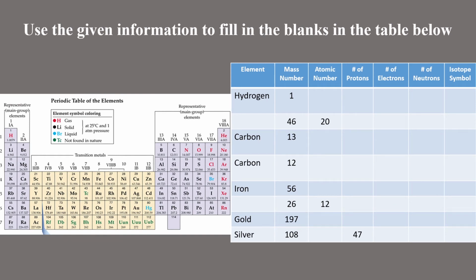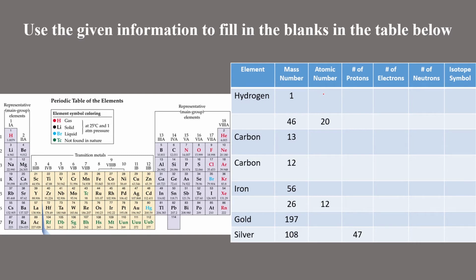Okay. Here, use the given information to fill in the blank in the table below. We have hydrogen element given. Its mass number is given. You have to find what is the atomic number. So we can use this periodic table to find many of these blanks, and some of the information is given here as well.